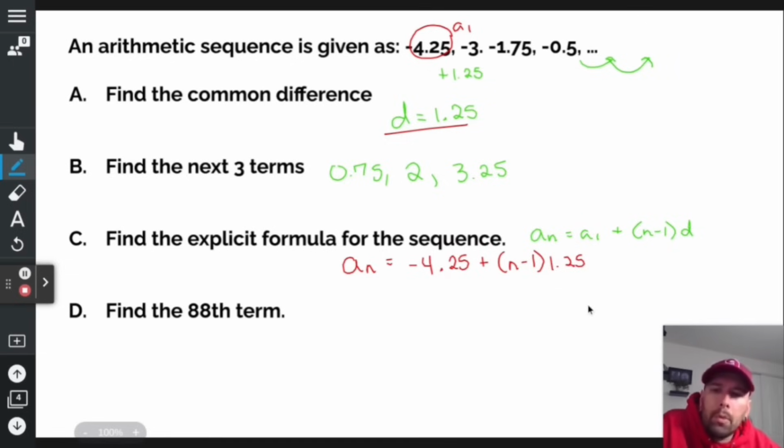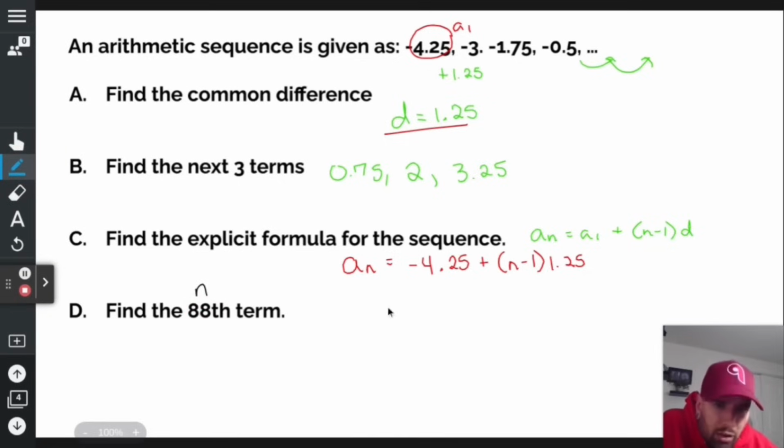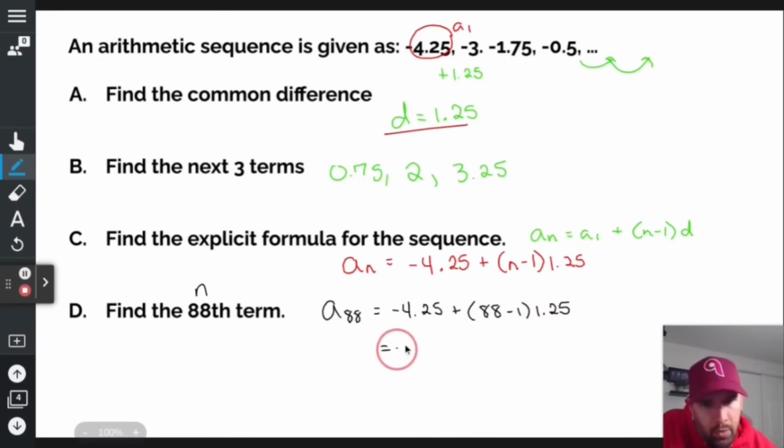Now you might look at problem D here and say, oh, let me get my calculator. We might want a calculator, but we don't need a calculator. So in order to find the 88th term, n is now 88. So I'm going to use this formula and say a sub 88 is going to equal the first term, negative 4.25, plus 88 minus 1 times 1.25. In other words, negative 4.25 plus 87 times 1.25.